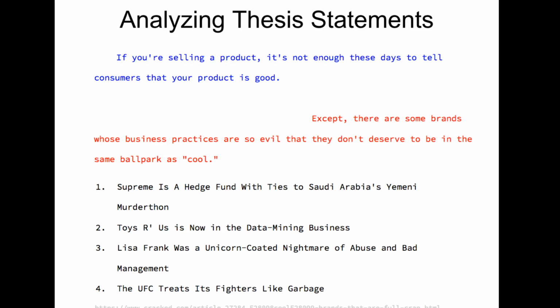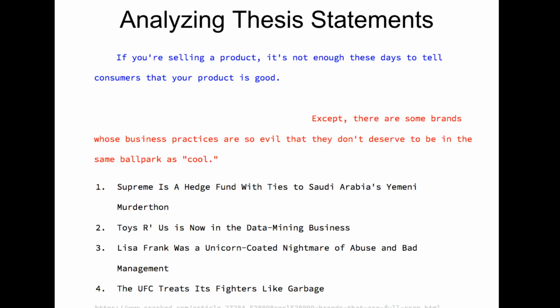All right, that's great. So the thesis statement here, we can see exactly what the writer thinks. So we know that the writer is going to be giving us some nasty information about some popular companies. And certainly companies that you might consider cool. Yeah. UFC, Supreme, they're kind of pretty trendy brands. Okay, so great thesis statement here.